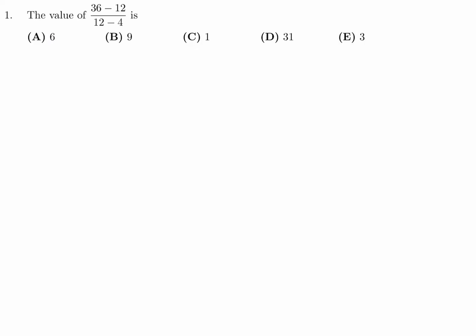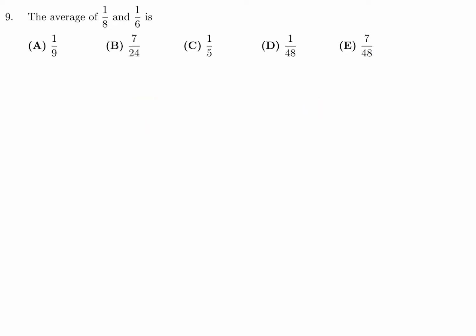The value of (36 minus 12) over (12 minus 4) is... 36 minus 12 over 12 minus 4. 36 minus 12 is 24. 12 minus 4 is 8. And therefore, 24 divided by 8 is 3. So number 1, the answer is E.